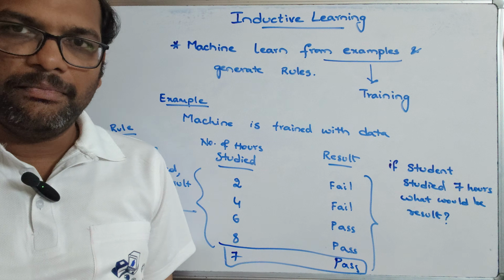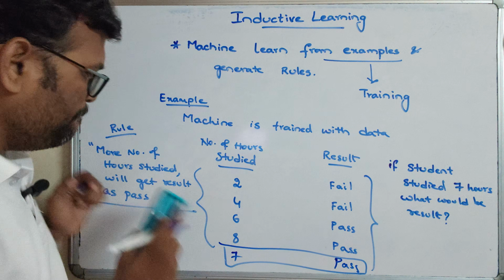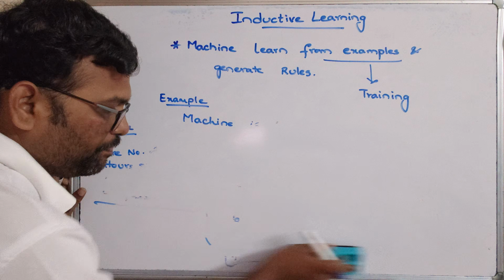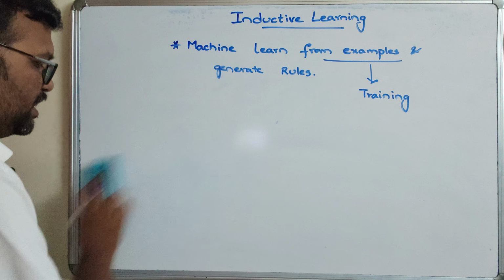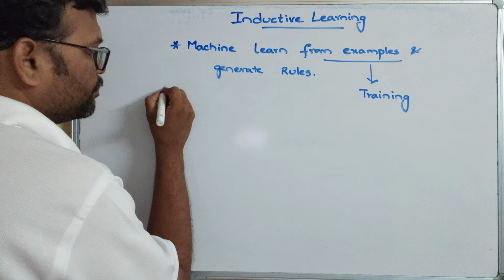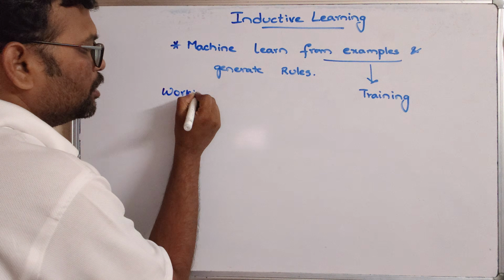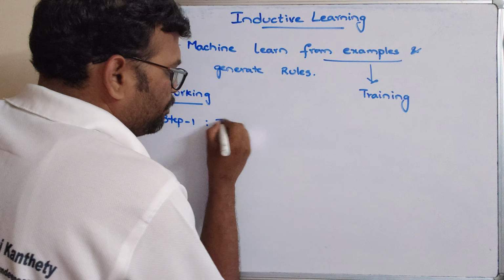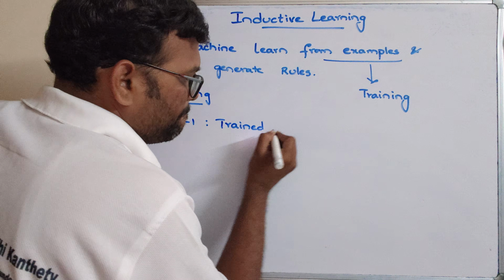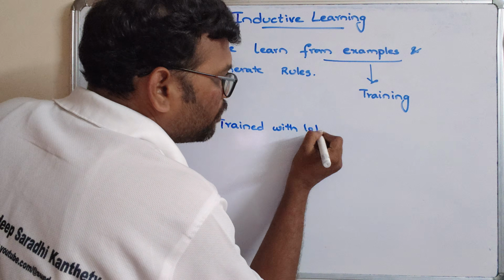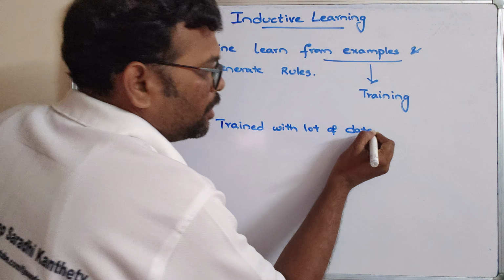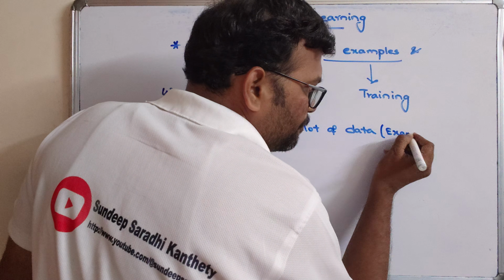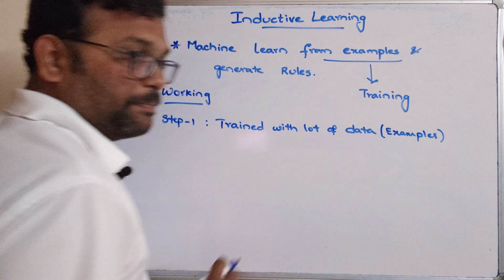So this is what machine learning actually does, and machine learning is a best example for inductive learning. What is the working of inductive learning? Step 1: the machine will be trained with a lot of data, which we call examples.